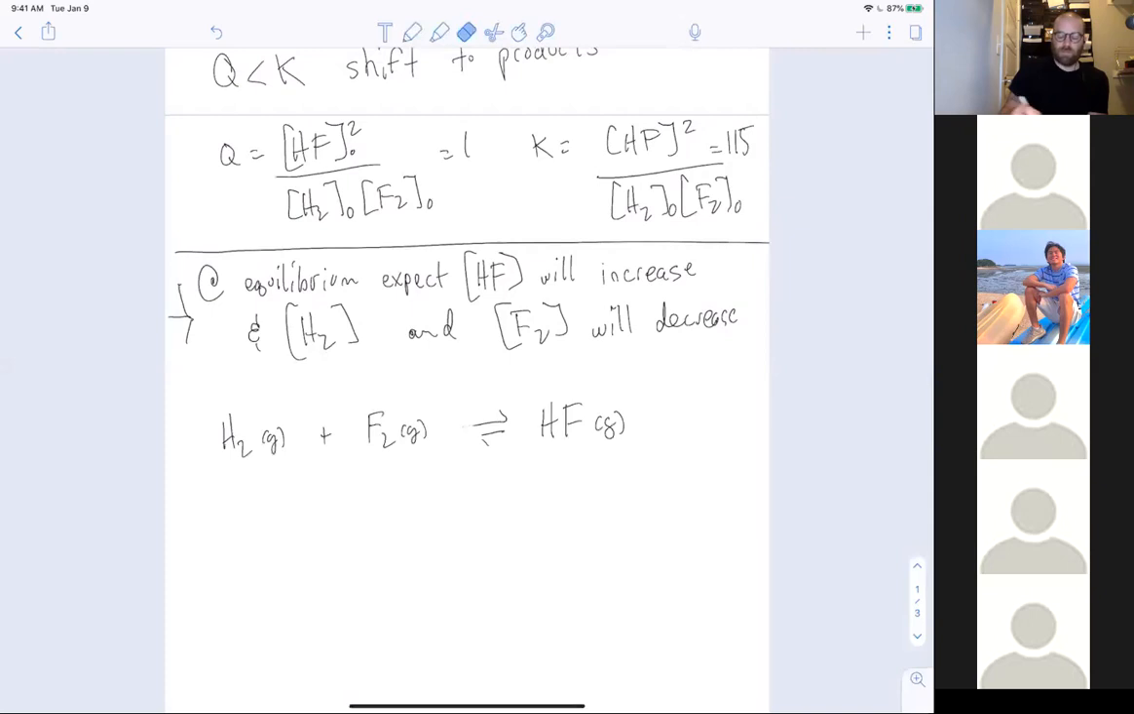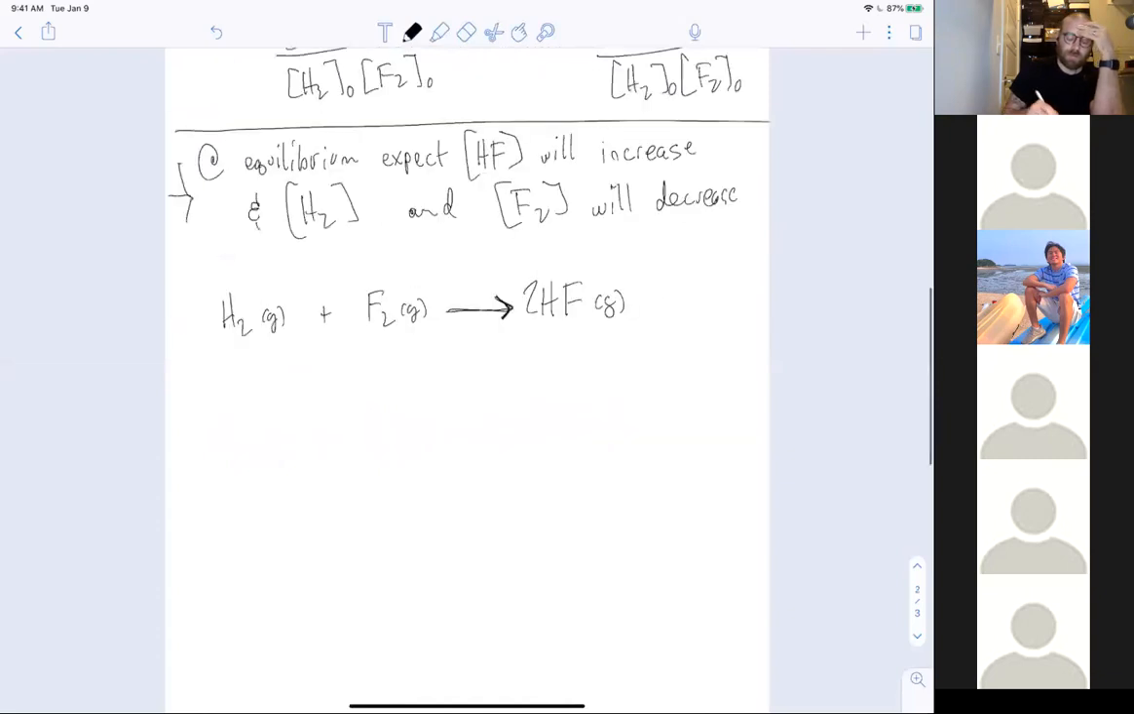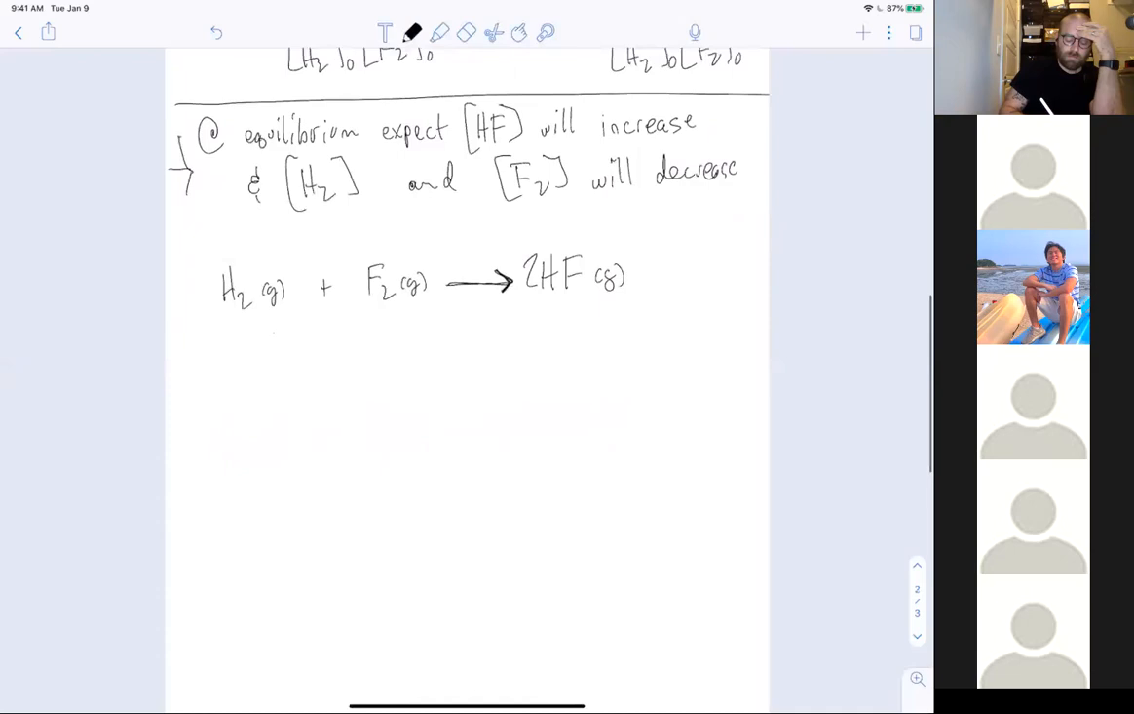Let's forget about the equilibrium for a second and just look at it going in the forward direction. So under normal circumstances, if I have 1 mole of hydrogen gas, and let's say I react that completely, like these limiting reagent problems we'd look at, how many moles of hydrogen fluoride gas do I expect to form?